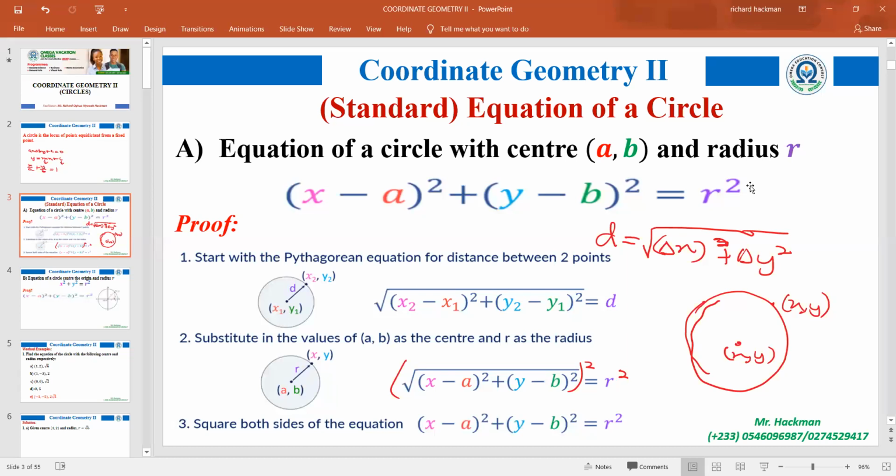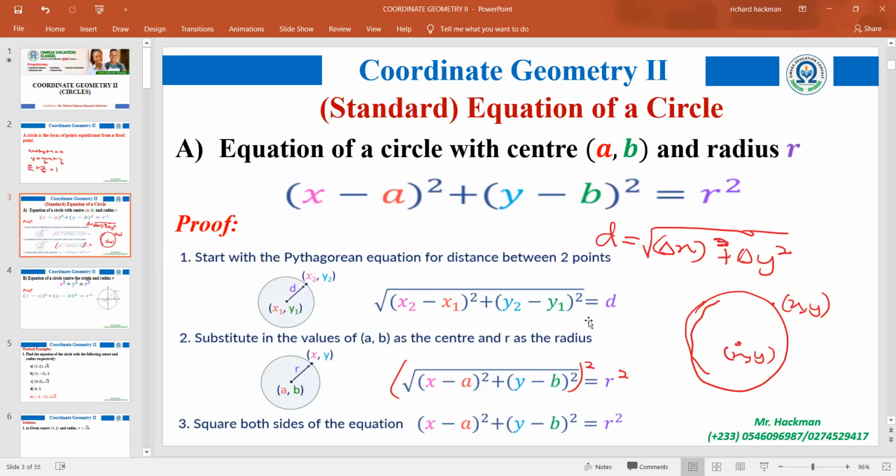So you now know that this formula is a valid formula. In case you forget or you are asked to prove it, this is how you prove it. In some books, they will use the Pythagoras theorem, but you should know that the distance formula comes from the Pythagoras theorem. Am I right?